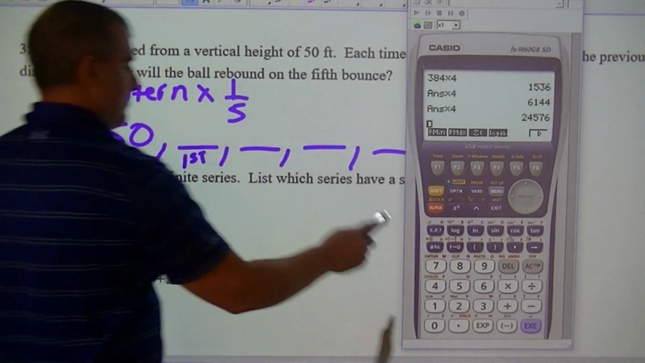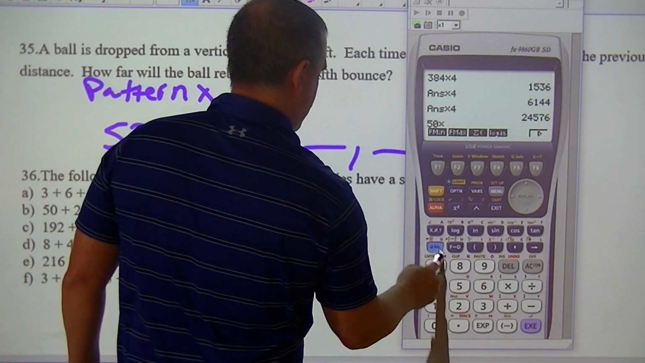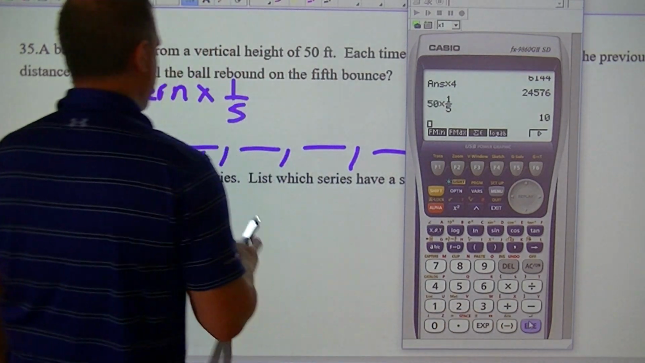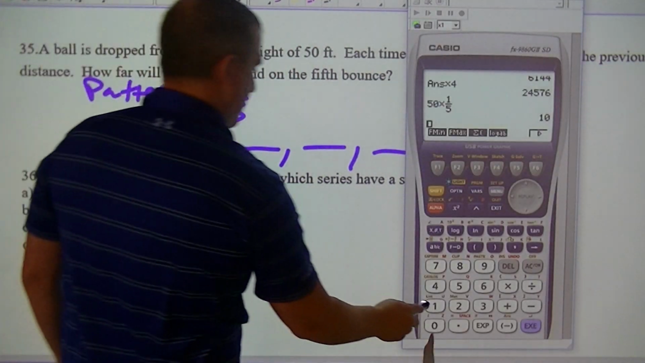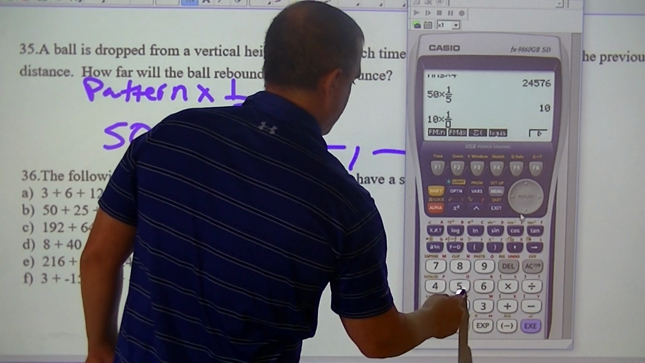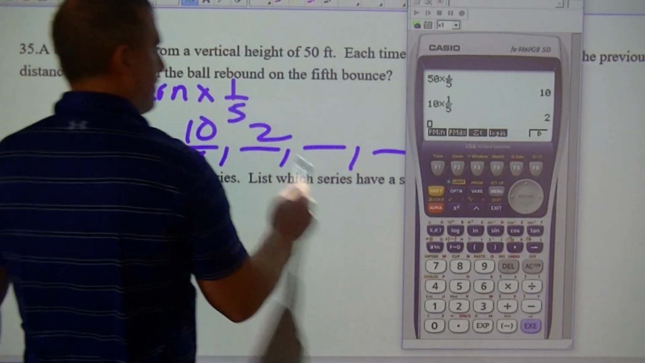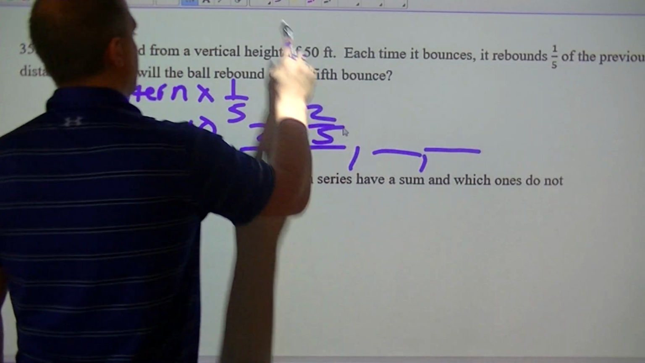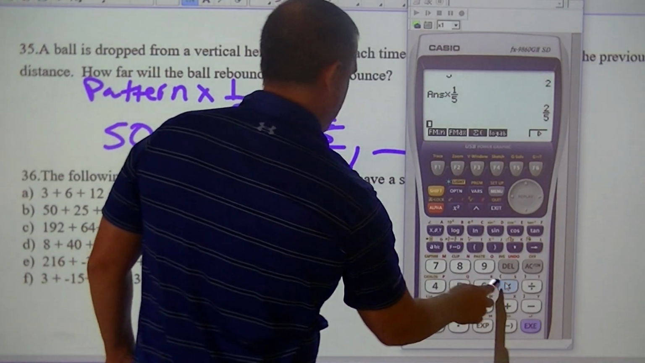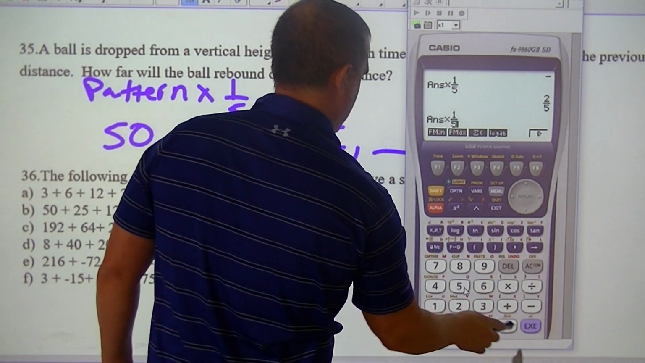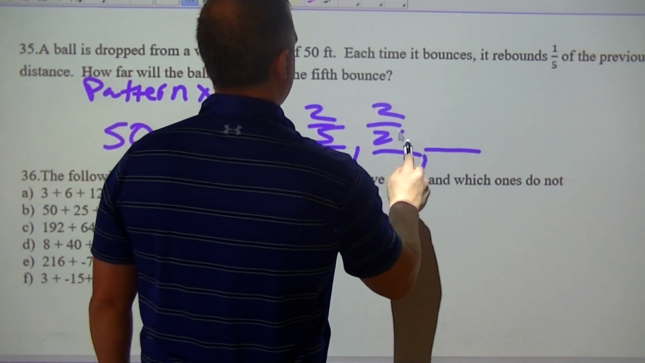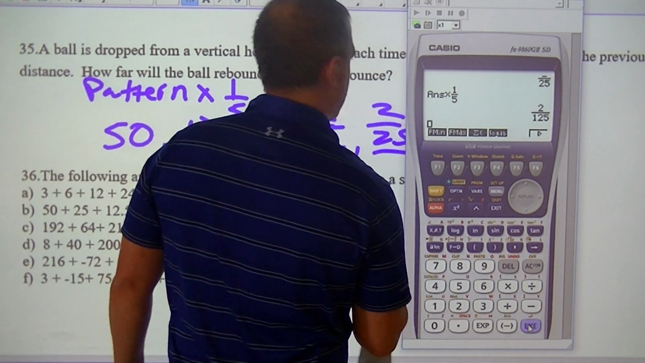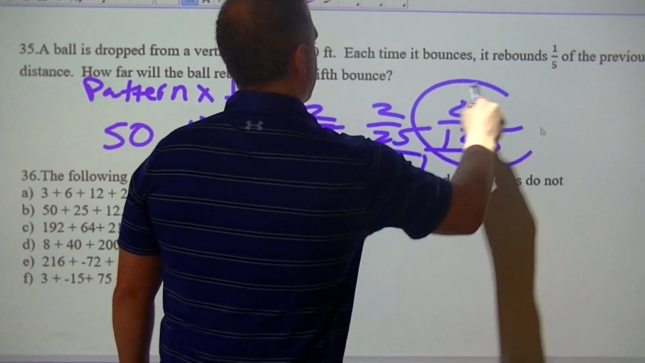So I'm going to take 50 times a 5th, which is 10. All right, 10 times a 5th is 2. 2 times a 5th is 2 fifths. 2 fifths times a 5th is 2 over 25. Times a 5th is 2 over 125. So that would be my answer.